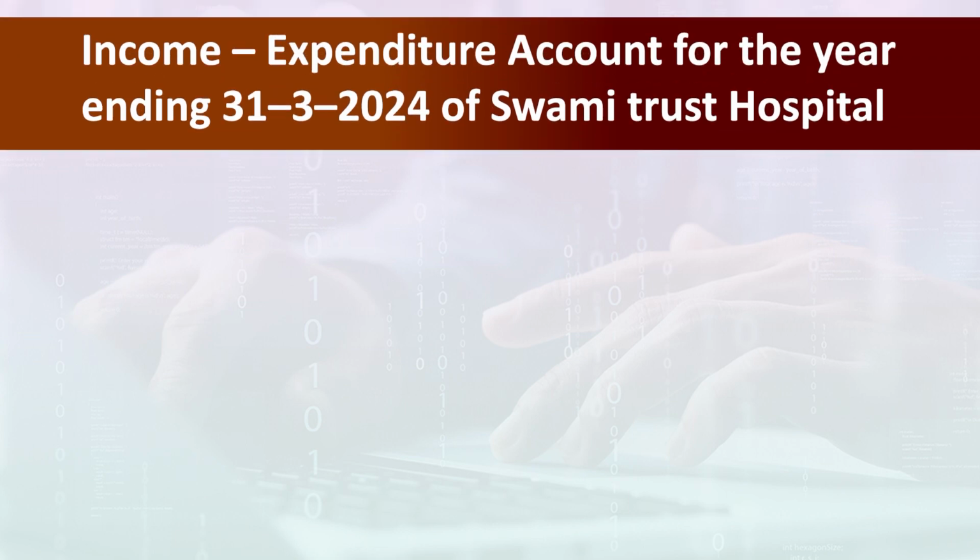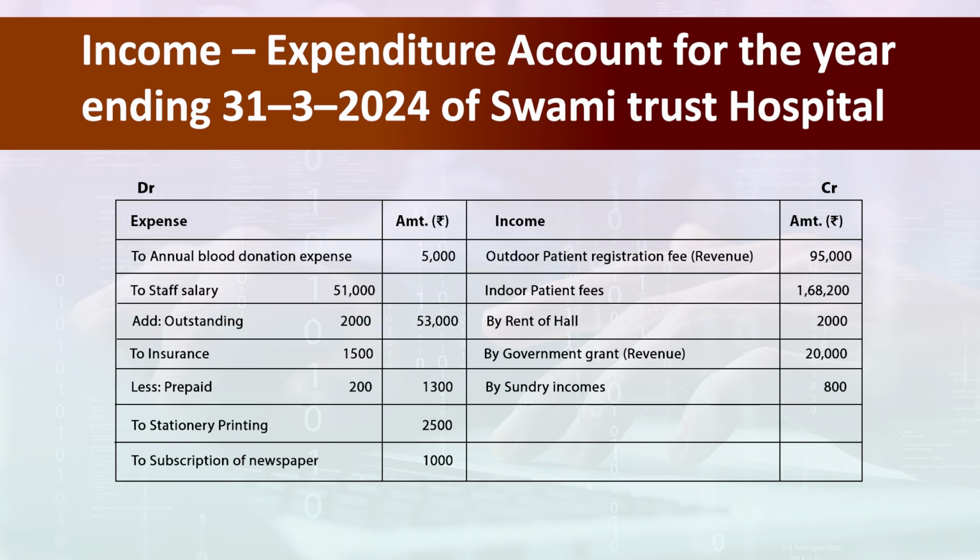The income expenditure account for the year ending 31/3/2024 of Swami Trust Hospital is like this. Let us see the expenses side first. The first entry is annual blood donation expenses of rupees 5,000. Then we have staff salary of rupees 51,000, to which we add outstanding staff salary of rupees 2,000. The total amount recorded is 53,000.